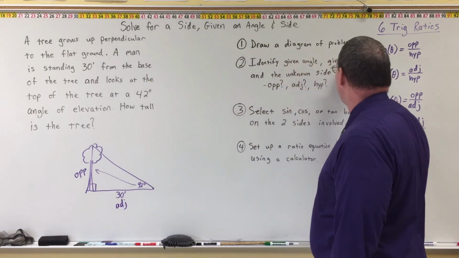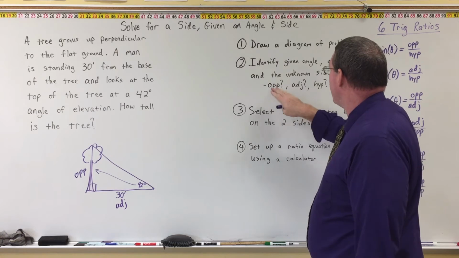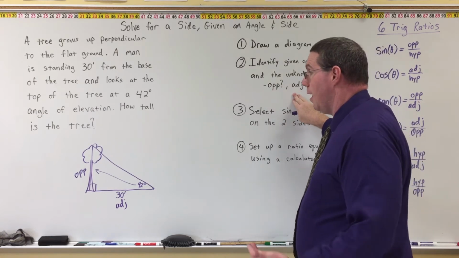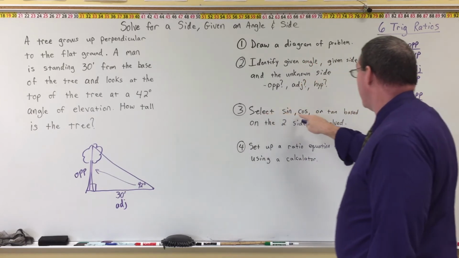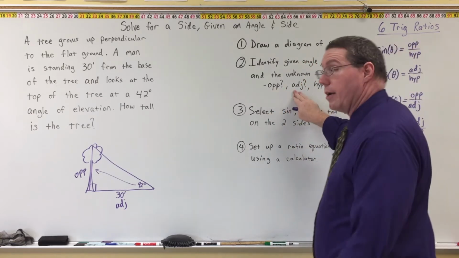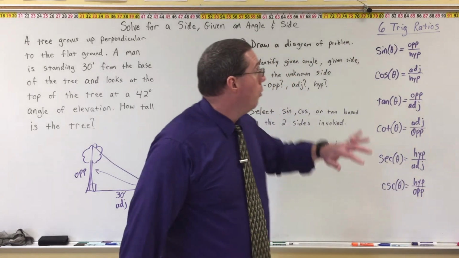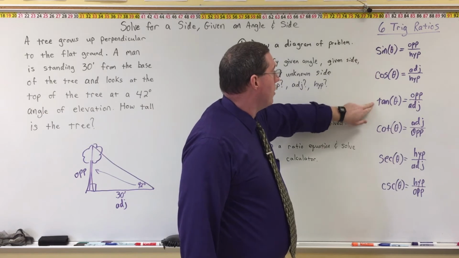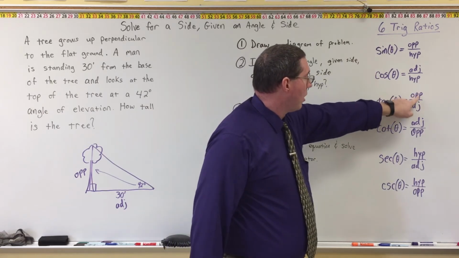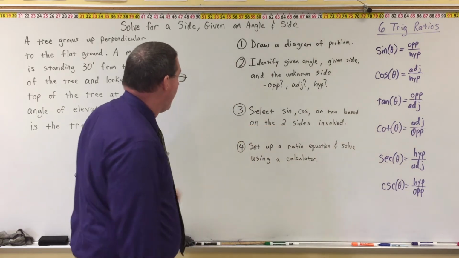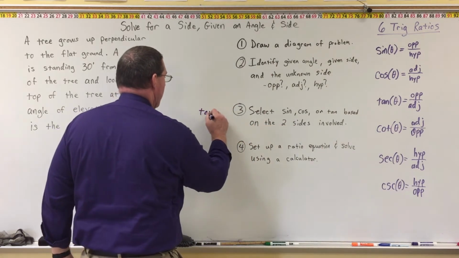Now, it says identify given angle, given side, and the unknown side. We're given an opposite and an adjacent and an angle. And therefore, it says select sine, cosine, or tangent based on the two sides involved. Well, we're dealing with opposite and adjacent. Therefore, which trig function are we going to deal with? Which of these three includes opposite and adjacent? Here it is, tangent, opposite and adjacent. So we know that this is going to be a tangent problem.